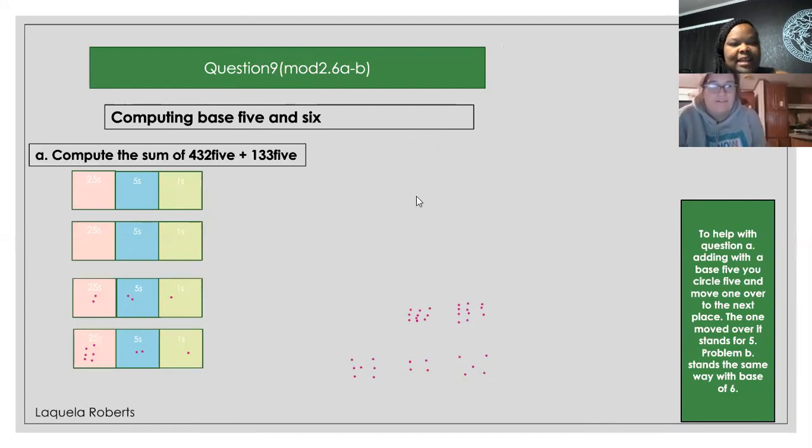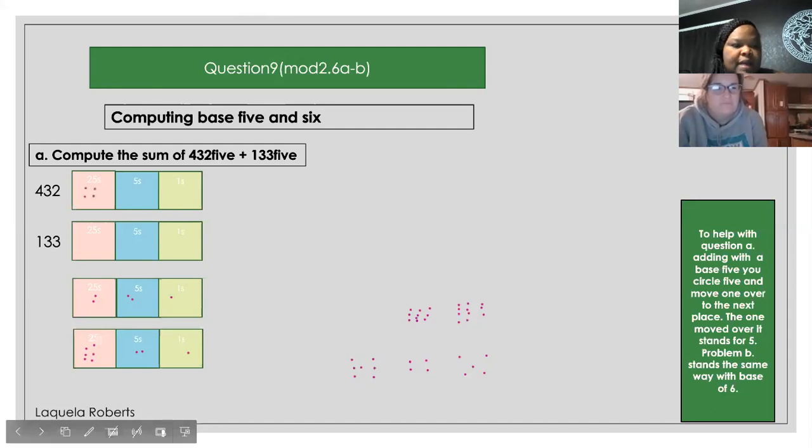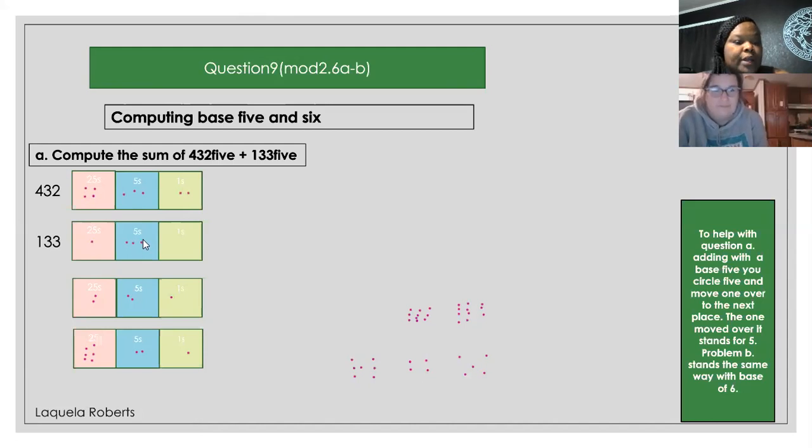All right, let me see what I can do for us. So 432 plus 133. As you see, we got 432 on here, 133 right here. And so we're going to have on 25, we got 4, 1, 2, 3, 4. On our 5s, we have 3, 1, 2, 3. And 1s, we have 2. For 133, we have 1 under 25, 3 under 5, and 3 under 1.